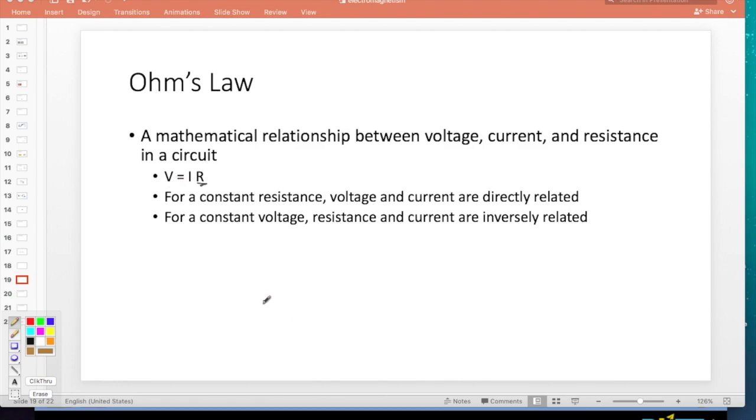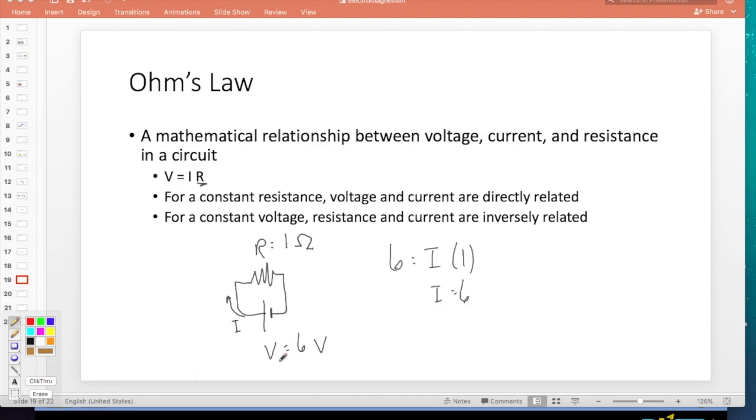Think about it. Let's say that I have a circuit just like this, and my resistance is constant. So I have voltage, I have current, and I have resistance. Let's say that my resistance is 1 ohm or something like that. And let's say that this battery is a 6-volt battery. So my voltage is 6 volts. What is my current going to be? Well, according to this equation, V equals IR, 6 equals the current times the resistance of 1. My current here is going to be 6.